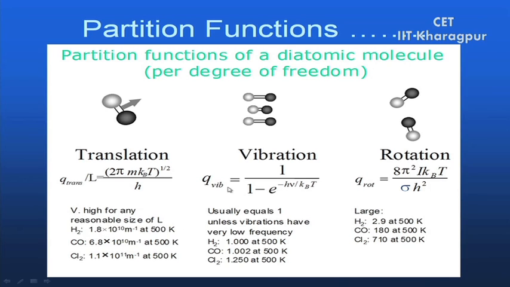Next is vibration. It has this expression: 1 divided by 1 minus e to the power minus h nu by kBT, where kB is the Boltzmann constant, and usually it is equal to 1 unless vibrations are of very low frequency. Very low frequency means nu is small. If h nu is much smaller compared to kBT, then practically you can approximate this term to something.